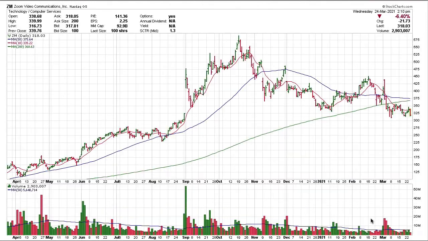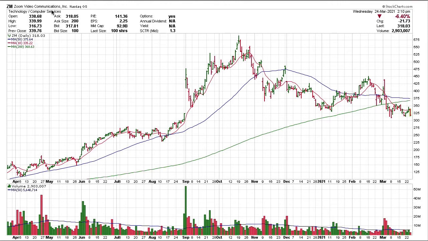Just be aware of this. Now, I wanted to point out some stocks that are really looking kind of bad, just to give you an idea of how to use the 200-day moving average. Because once a stock breaks below the 200-day moving average, it could be years before it comes back.